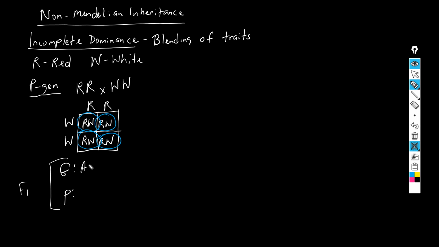So I would describe that as all RW. Now, phenotypically, this is where it's going to be a little bit different. Remember up here, we identified incomplete dominance as a blending of traits, and we said that red was not dominant and white was not dominant. Therefore, we get a blending of the two.